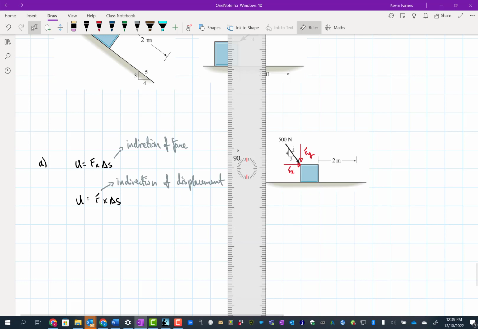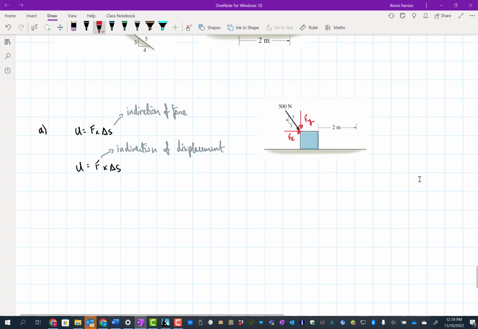So what we do here is this is 5, so we'll do 500 divided by 5 is 100, and then we're going to times it by 3, so Fx is equal to 300. So the force in the direction of the motion. So let's just write out so people can understand what we're doing.